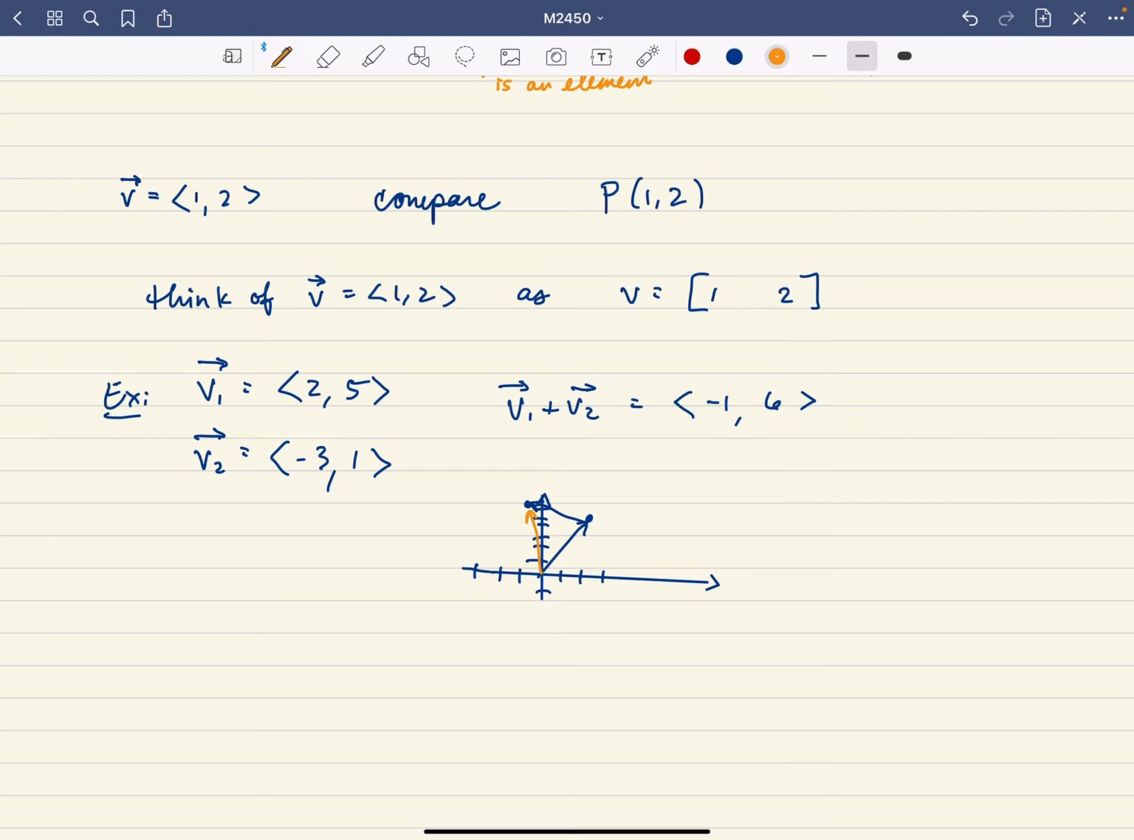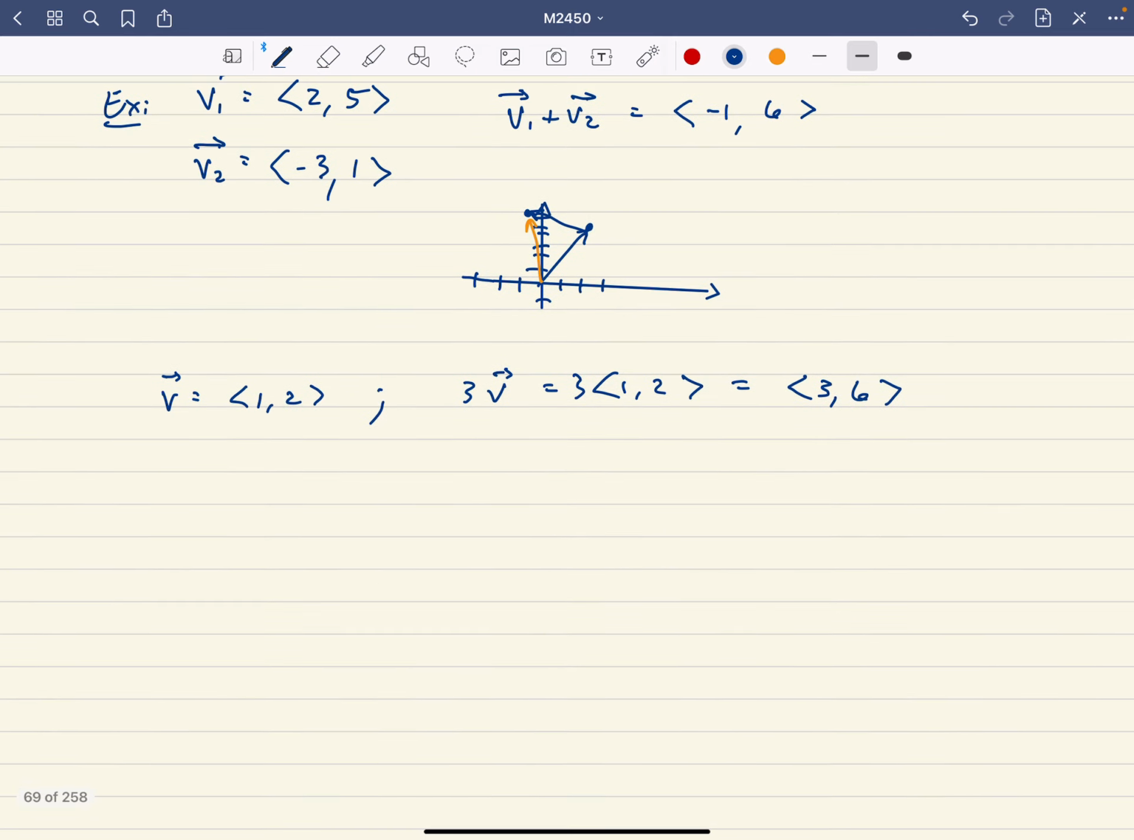So that's vector addition. Likewise, we can talk about vector scaling. So if I were to have a vector, say 1, 2, then 3 times that vector would be 3, 6. Again, not terribly exciting, but I think it's worth just pointing out what this means geometrically.